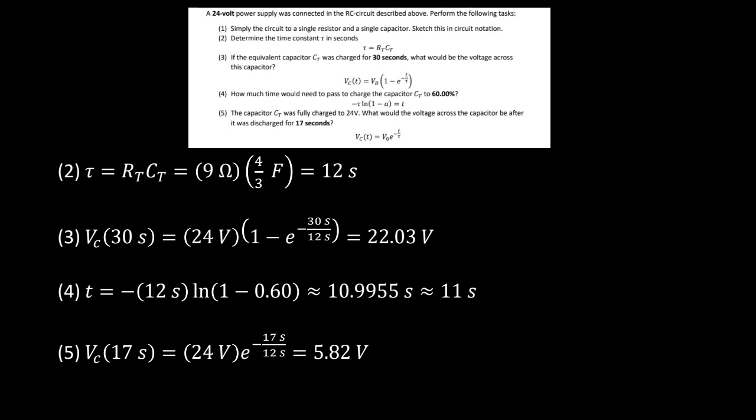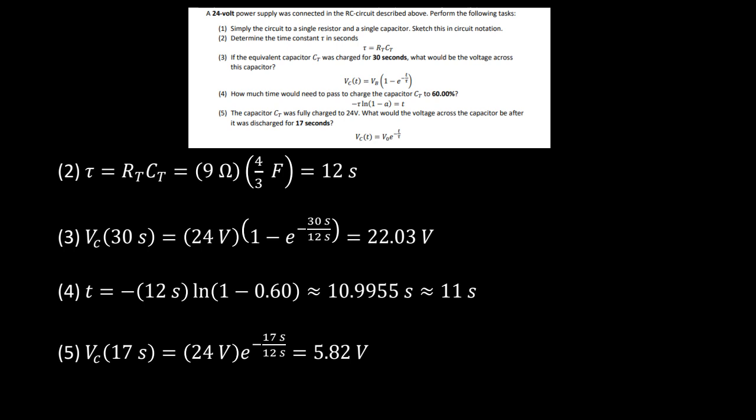Now, question 5. The capacitor CT was fully charged to 24 volts. What would the voltage drop across the capacitor be after it was discharged for 17 seconds? Now, we're not charging it with our power supply. We are now discharging it. That means we'll use this formula. The voltage drop across our capacitor after a certain amount of time is V naught, which is how much voltage we charged it to, times e raised to the negative t over tau.